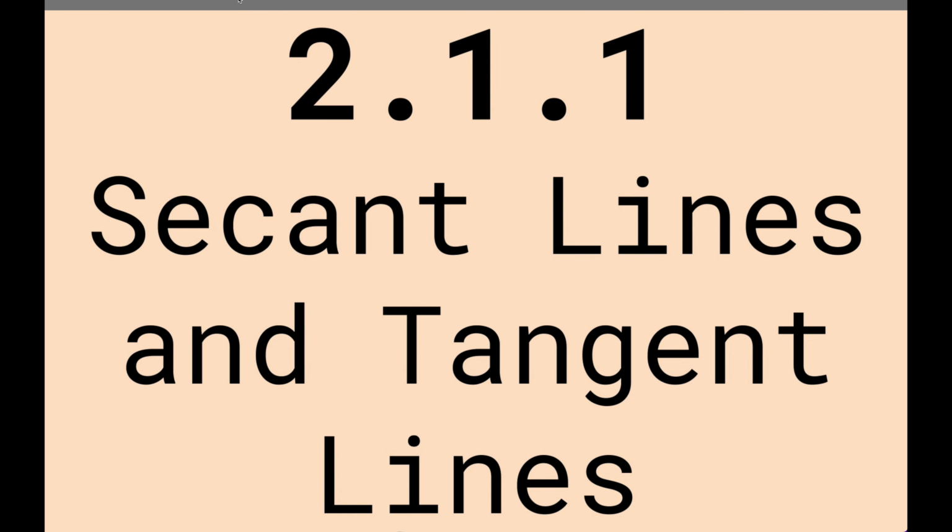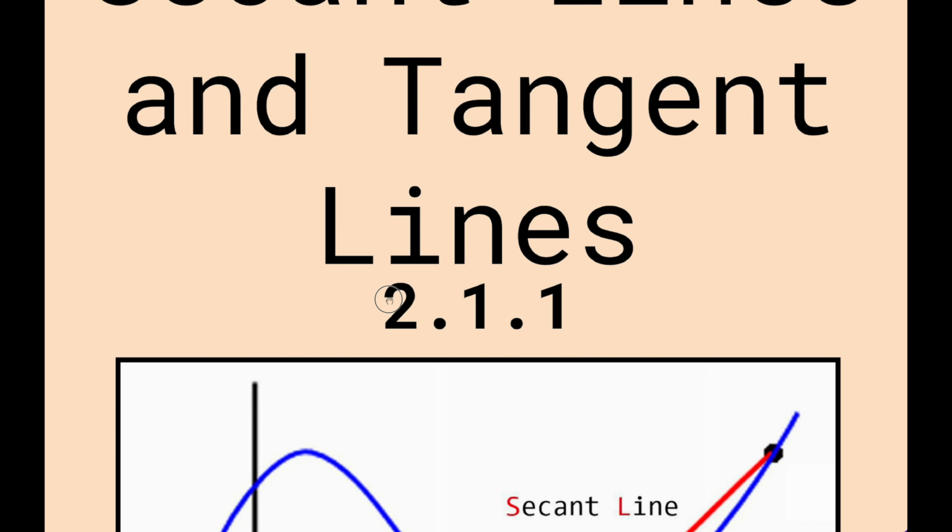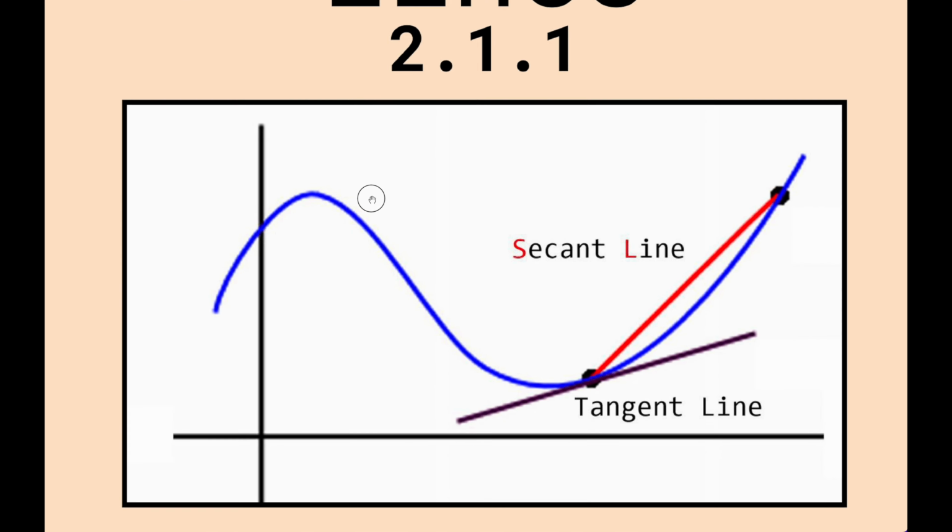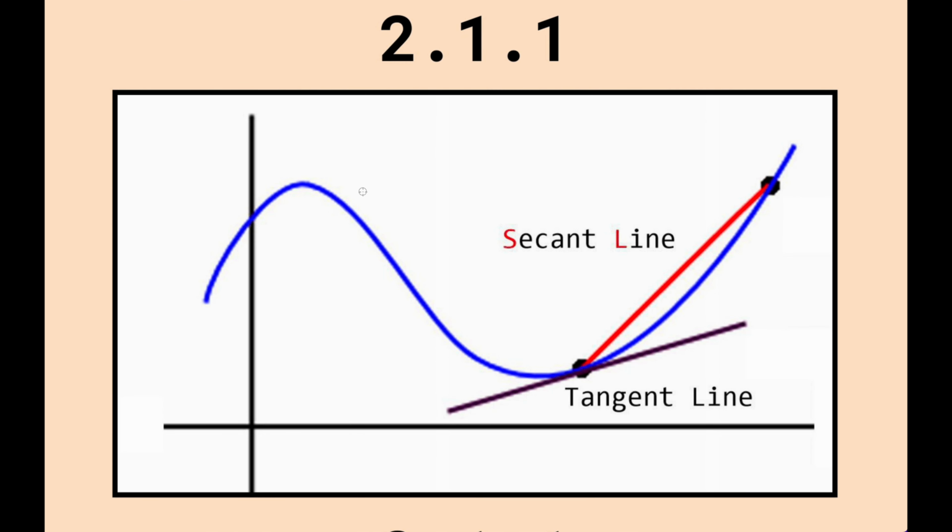All right, this first section is going to be all about secant lines and tangent lines. And the best way to explain what these terms mean is just with a picture. So let's define these first. In 2.1.1, we have a secant line picture and a tangent line on this graph right here. The secant line is the red. Okay, so it's this red line right here.